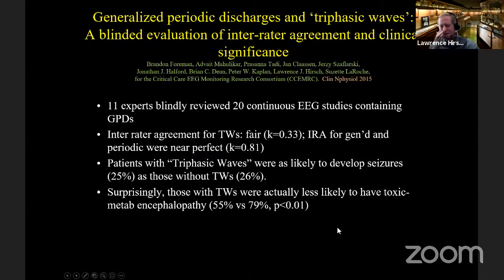Here is some relevant literature using this terminology and including IV drug trials. I'll just mention two papers about GPDs with triphasic morphology. This was actually the first ever real scientific study of these. Dr. Foreman sent studies to 11 experts who blindly reviewed 20 continuous EEG studies with generalized periodic discharges and found inter-rater agreement for triphasic waves was only fair, but for generalized and periodic, it was nearly perfect. Patients felt to have triphasic morphology by these blinded readers, who didn't know anything clinically, had the exact same rate of seizures as those read as GPDs without triphasic morphology. And then the shocking finding was that those with triphasic waves were actually less likely in this group to have a toxic metabolic encephalopathy. It was very common in all the patients, but actually less common in those with triphasic waves.